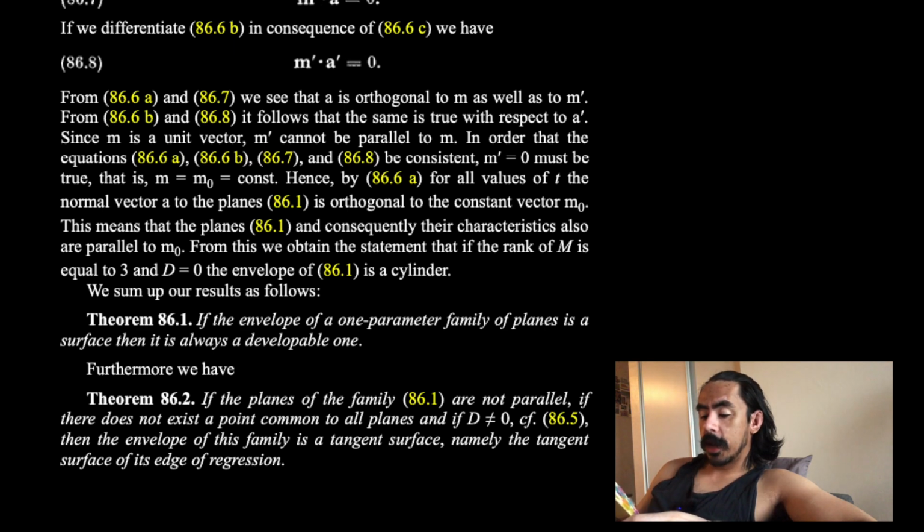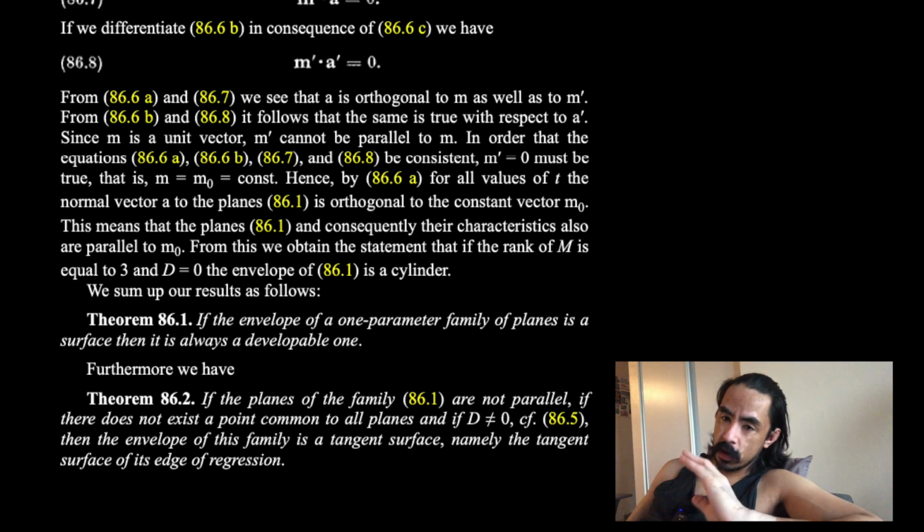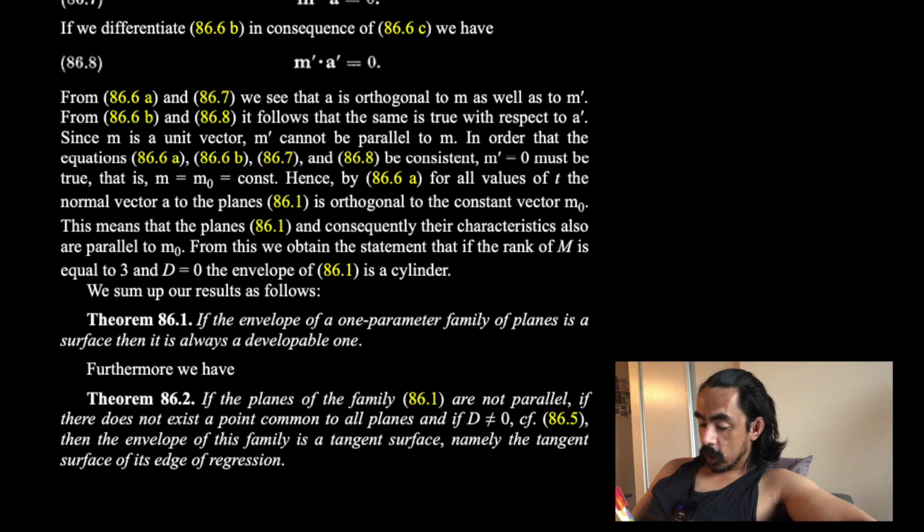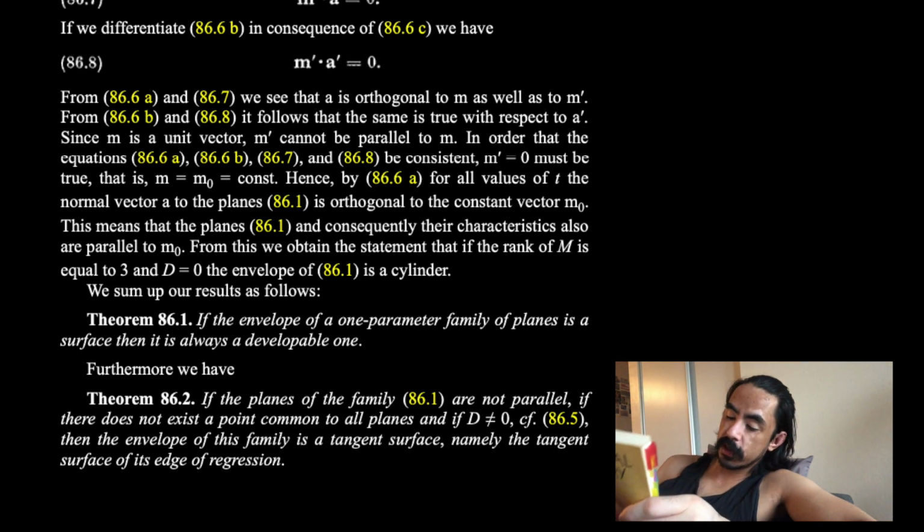Furthermore, we have theorem 86.2. If the planes of the family given by the function capital G equals 0, as I've said many times throughout this now, are not parallel, if there does not exist a point common to all planes, and if that determinant capital D is non-zero, for which refer to the vector x being equal to the vector valued function h in terms of t, then the envelope of this family is a tangent surface, namely the tangent surface of its edge of regression. And that's the end of section 86.